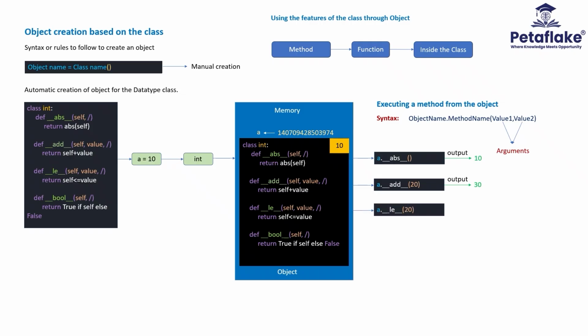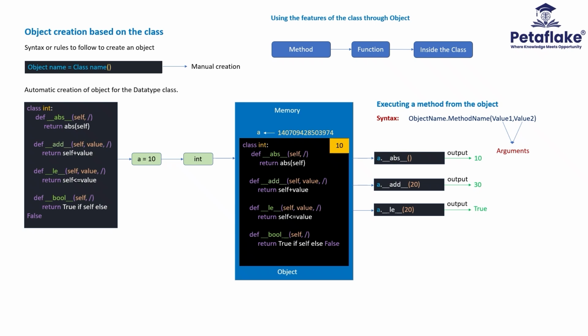The LE method is designed to take some argument from the user and check whether the object's value is less than or equal to the argument value. If the object's value is less than the method's argument value, then the LE method returns true. If the object's value is greater than the method's argument value, then the LE method returns false. Here we are passing 20 as argument to the LE method.